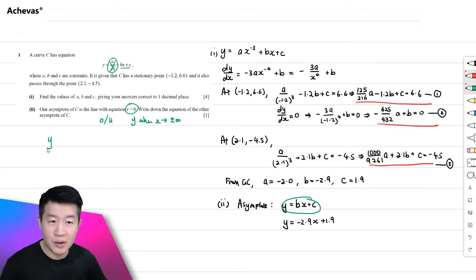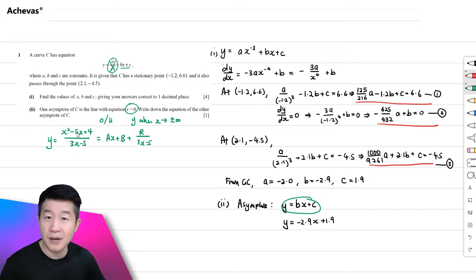And that is also why, when you have an equation like this, for example, x squared minus 5x plus 4 divided by, let's say, 3x minus 5, we will do a long division. After you have done a long division, you will have something like ax plus b, then plus some kind of remainder over 3x minus 5. Why do we want to do a long division? Because after you have done a long division, you'll get a format like this, and when x tends to plus or minus infinity, y will tend to the behavior of this, and that is why y equals ax plus b is the oblique asymptote.